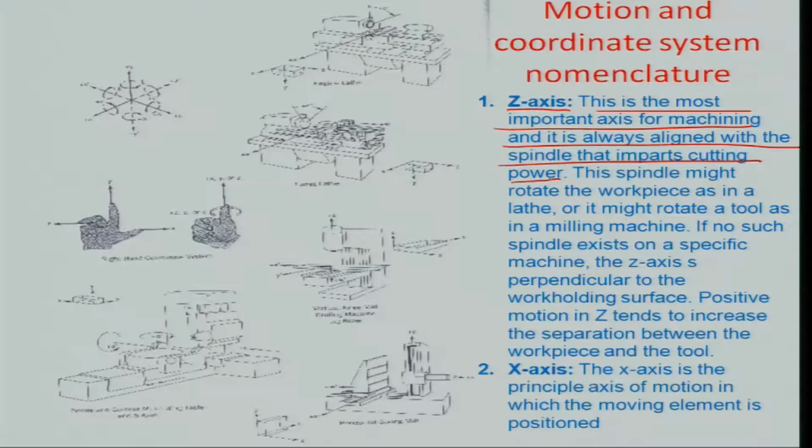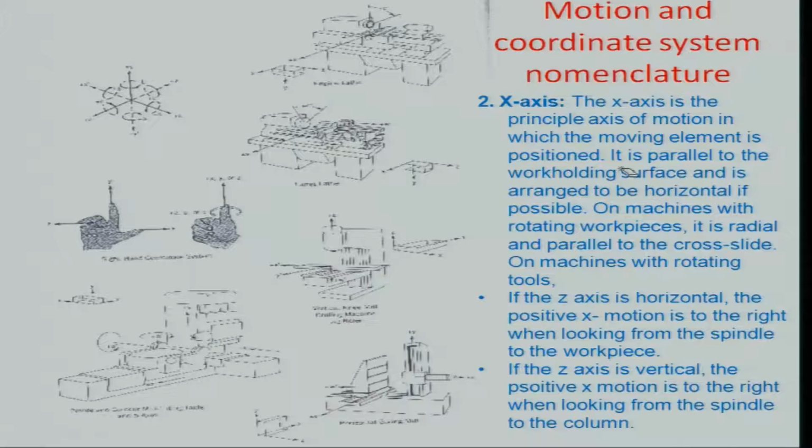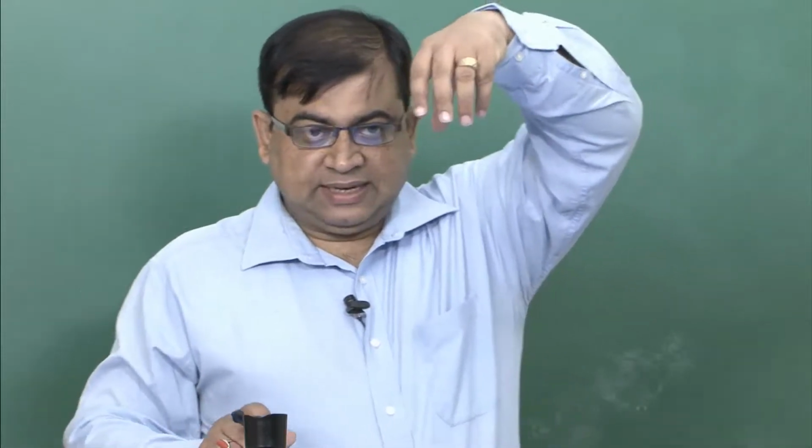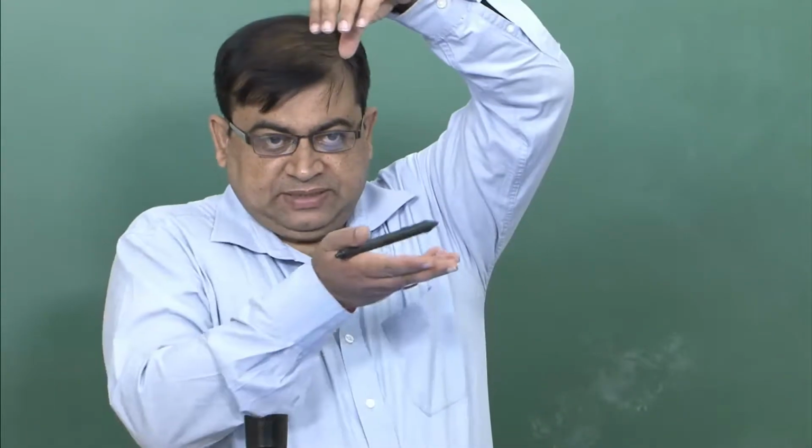The X axis is again the principal axis of motion in which the moving element is positioned. It is parallel to the work holding surface, and it is arranged to be horizontal if possible. On machines with rotating workpieces, for example a lathe, it is radial and parallel to the cross slide, and on machines with rotating tools, for example milling, the positive X is always, as I mentioned, where the spindle is in the positive Z direction when it is moving away from the workpiece.